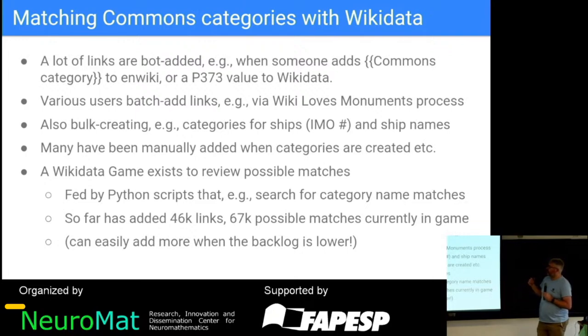There's also another game. I have a bot script that goes through and looks for matches between Wikipedia articles and Commons categories based on the titles, names. If it finds a match, then it puts them into a database and you can use a game to look at that. It's actually added less than I thought. I was looking a few days ago. It's added about 46,000 of these. It's also ruled out a lot of others that are potential matches. But there are still about 60,000 potential matches in there, and I could easily add more into this. It's just a case of running the script, because there are so many categories not linked to yet.